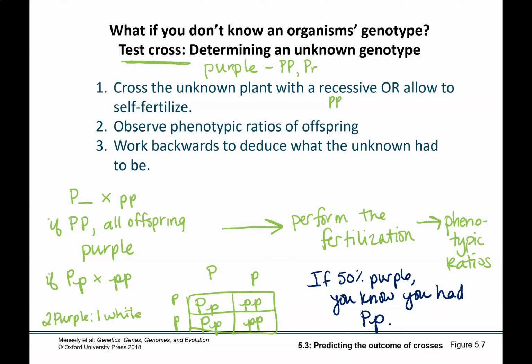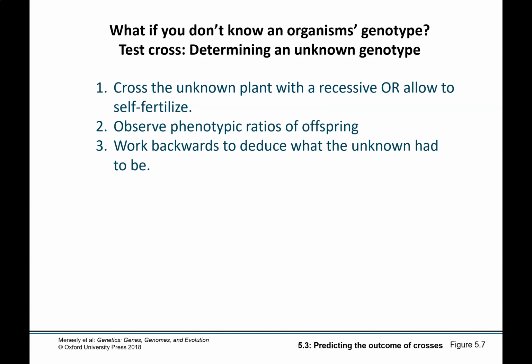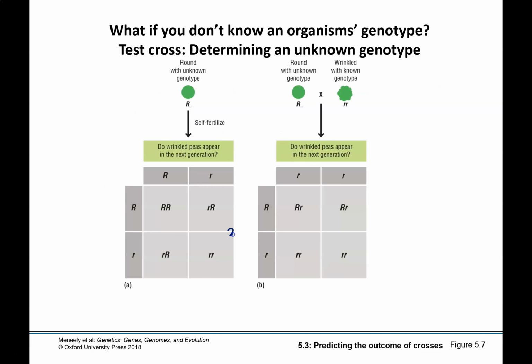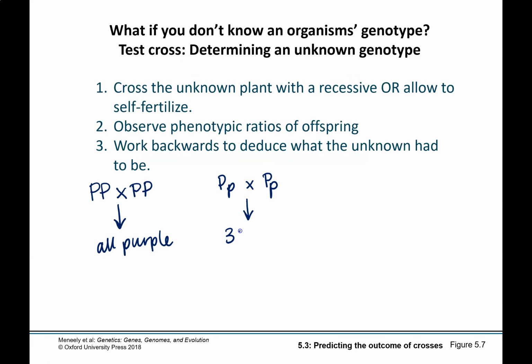Now let's look at a second way to do the test cross. So let's say that we allow the plant to self-fertilize. If we have a plant that is homozygous dominant and we allow it to self-fertilize, again, we're going to get all purple. If it's a heterozygote, what ratio do you expect? This is our heterozygote, cross heterozygote. That's going to give our 3-to-1 ratio of 3 purple to 1 white.